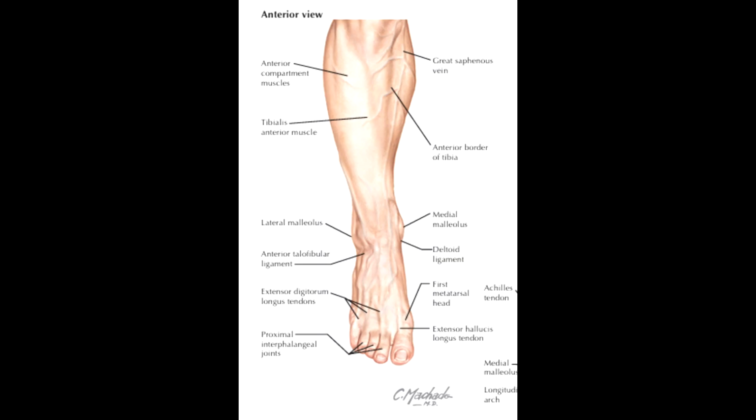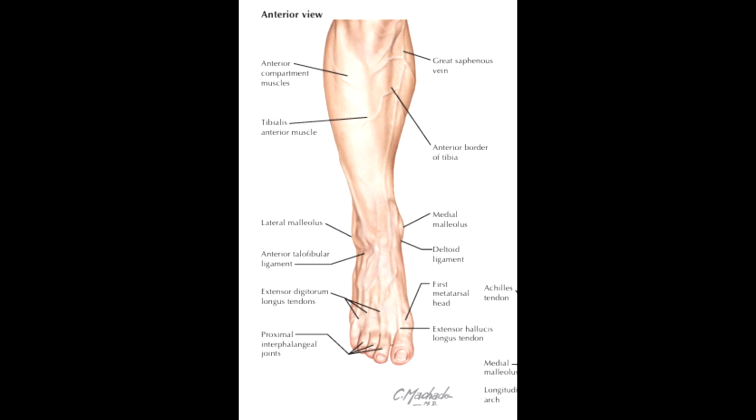Here, we can clearly identify the anterior compartment muscles of the leg, particularly the tibialis anterior muscle, which runs down along the anterior border of the tibia. This muscle is a key dorsiflexor of the foot and is clinically important because injury to the peroneal nerve will weaken these muscles, leading to the classical presentation of foot drop.